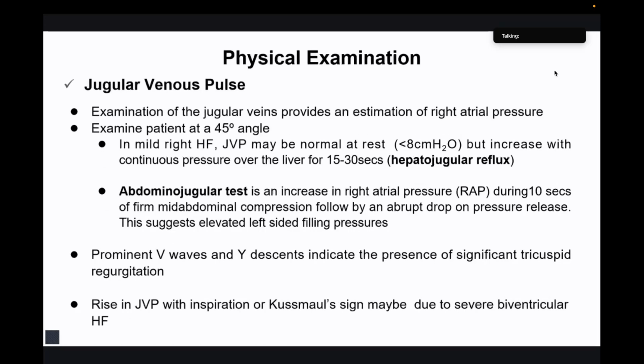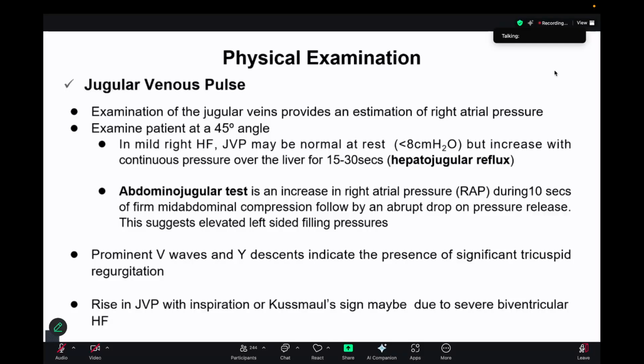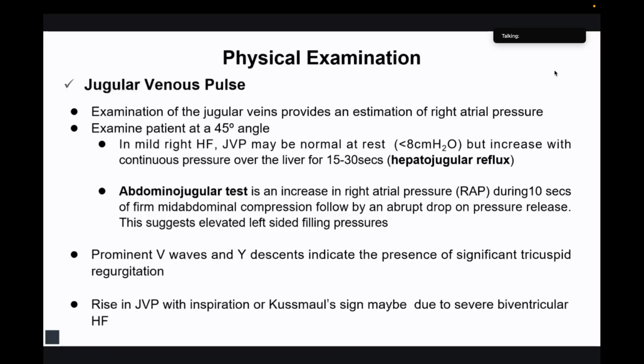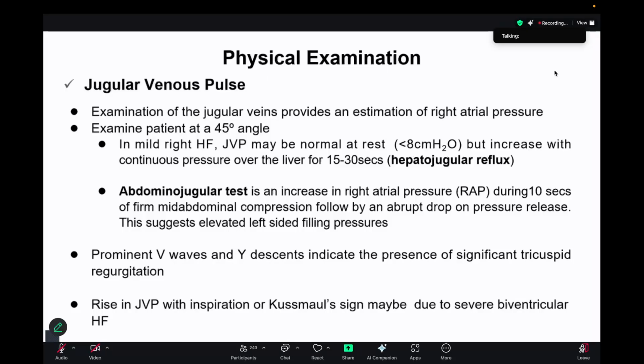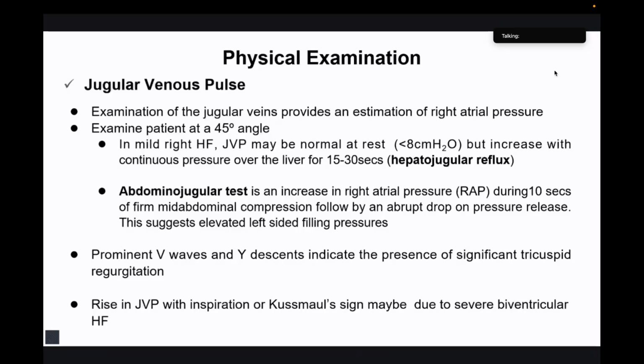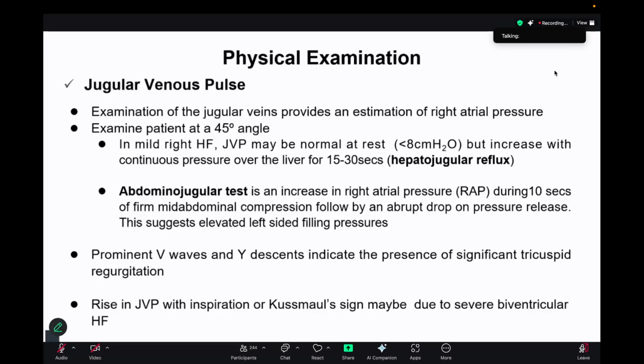In the physical examination of a heart failure patient, it is important to look at the jugular venous pulse. Examination of the jugular veins provides an estimation of the right atrial pressure. We examine the patient at a 45-degree angle when they are supine. How do we get the JVP? We estimate the height of the venous column of blood above the sternal angle. When you add 5, the measurement of JVP is in centimeters of water.